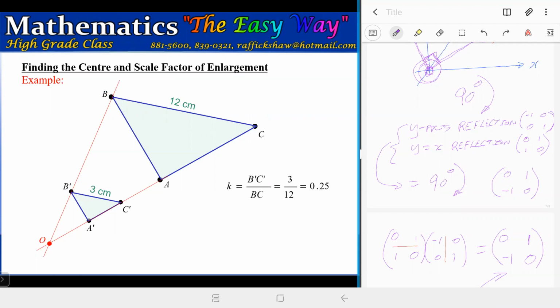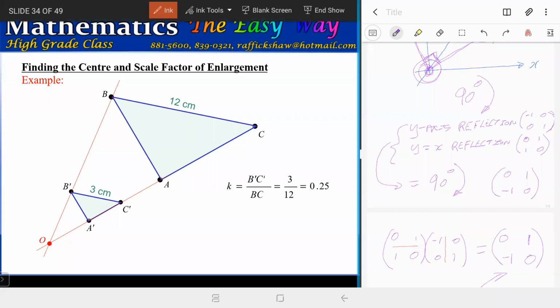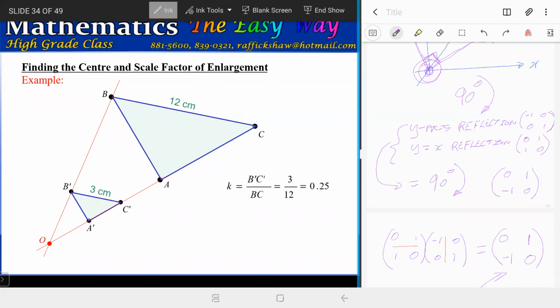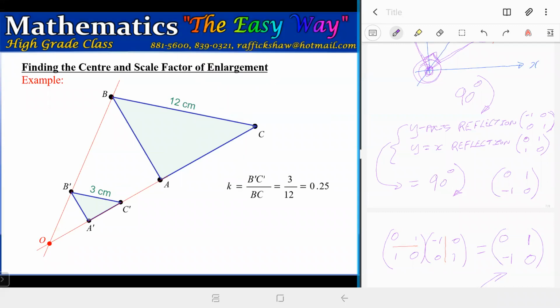Because to describe an enlargement, you have to give the two components of the enlargement: the center and the scale factor. So if I'm describing an enlargement, I have to state those two things. I must state both of them in my description. Everything important.